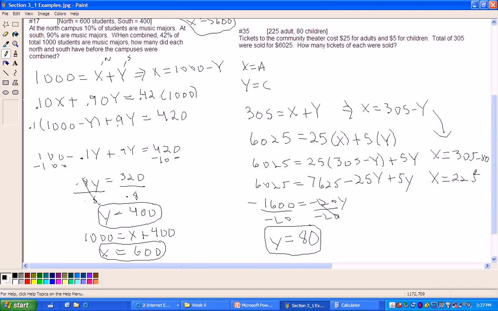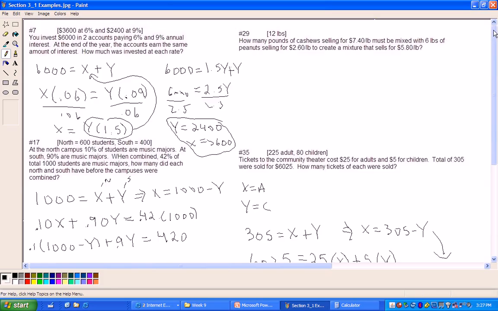Let's scroll up. I do have a problem up here. Our last one we'll do is number 29, the mixture problem. How many pounds of cashews selling for $7.40 a pound must be mixed with 6 pounds of peanuts selling for $2.60 a pound to create a mixture that sells for $5.80 a pound?